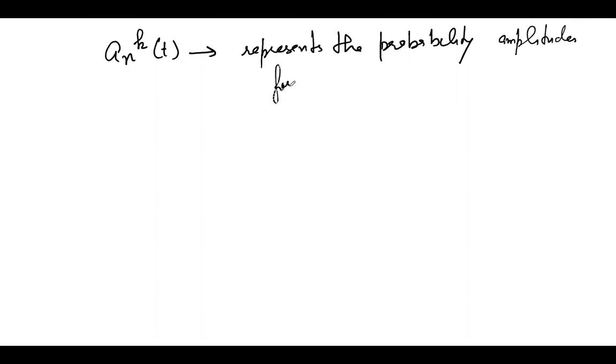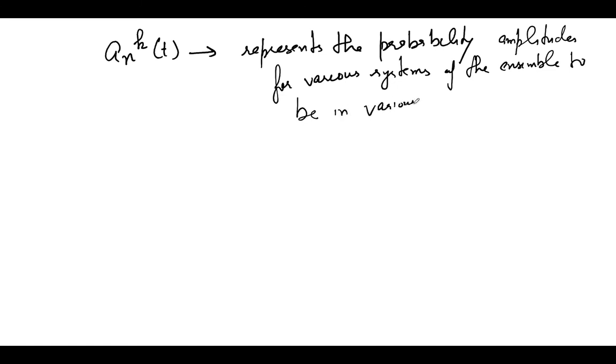So this a n k of t represents the probability amplitude for the various systems, which can be in any state of the ensemble, to be in various states. States we generally represent with this phi n. So the physical state of this kth system can be described equally well in terms of this a n k of t.